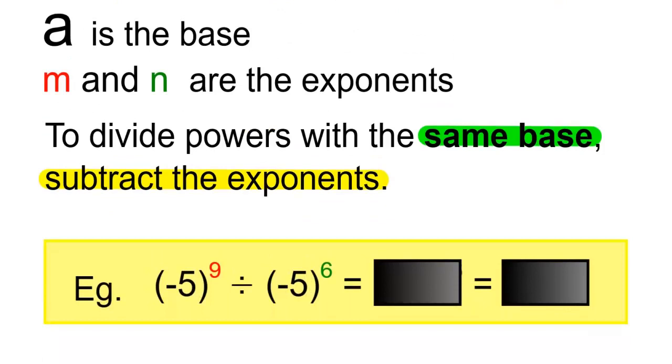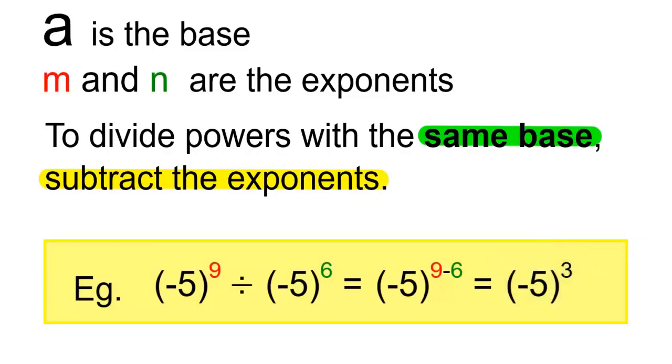Example, -5 to the 9 divided by -5 to the 6. The base in both is going to be -5, so you can subtract the exponents. This can be written as -5 to the 9 minus 6, and 9 minus 6 is 3, so your final answer will be -5 to the power of 3.